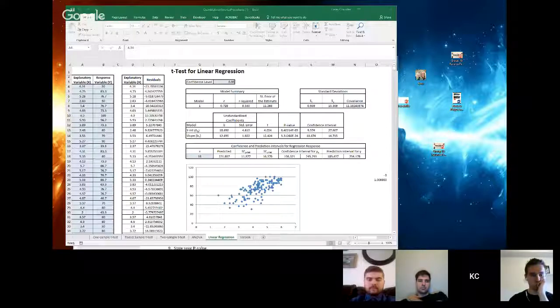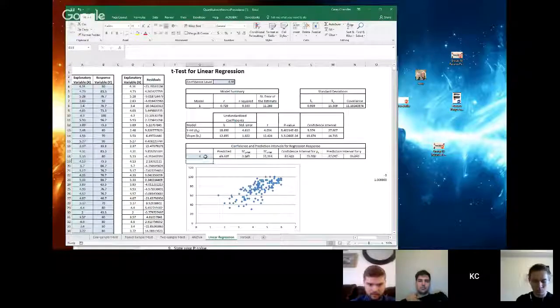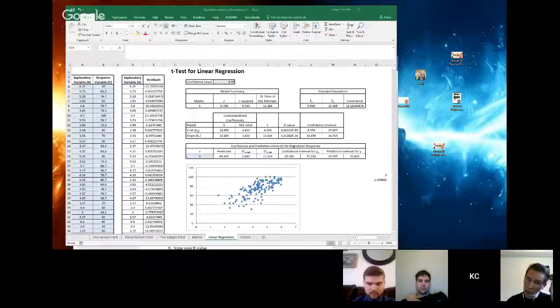And then the slope is 12.695. Yep. And predicted is 69.469. What was that again? For question 11, what's the predicted value of y when x equals 4? 69.469. Yeah, that's what I got. Hold on here. I must have done some weird rounding because I have 69.470.